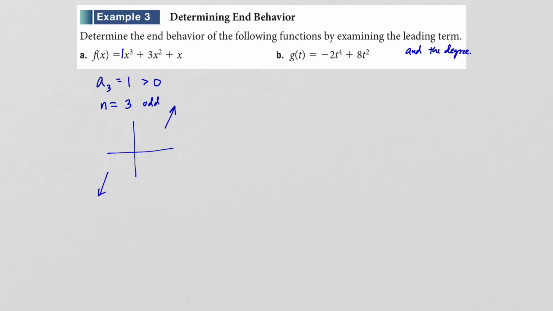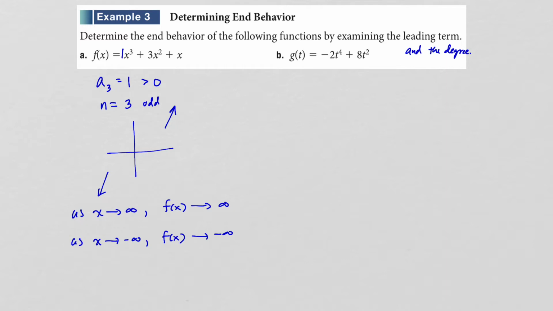Now, the way we can say that is we can say as x goes to positive infinity, the function is also going to go to positive infinity. So that describes what's happening on this side. And then for the other side, we'll say as x goes to negative infinity, the function f of x is also going to negative infinity. So as x goes in the negative direction, y also goes in the negative direction.